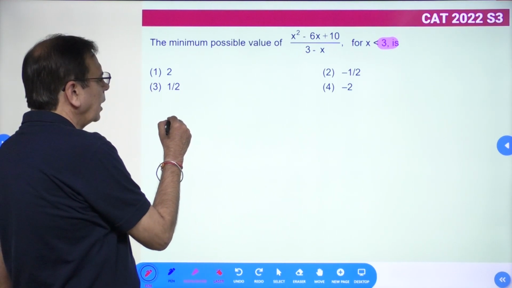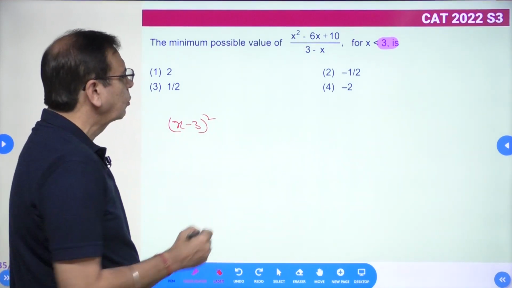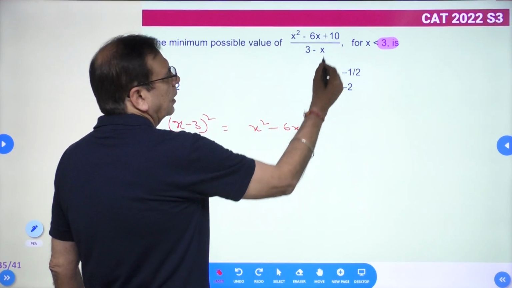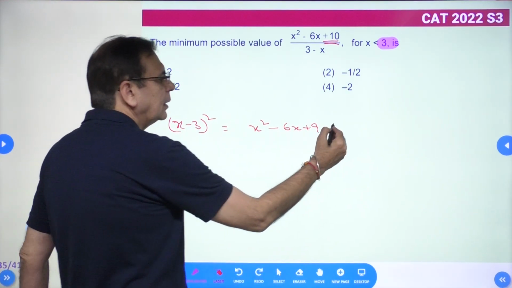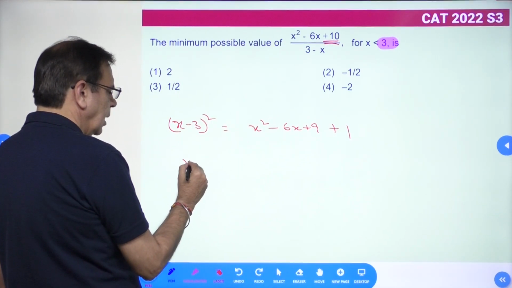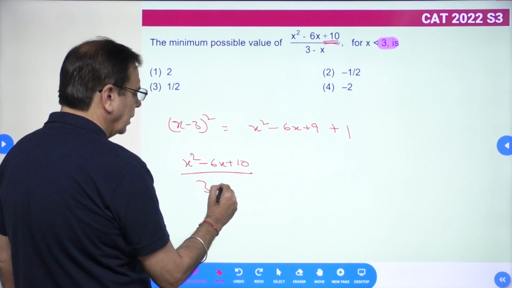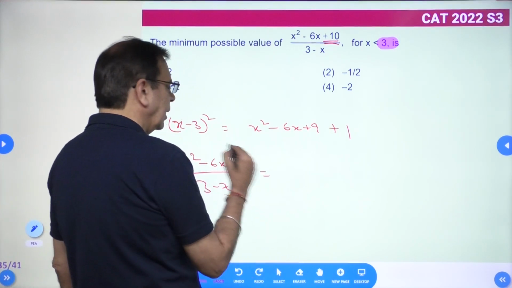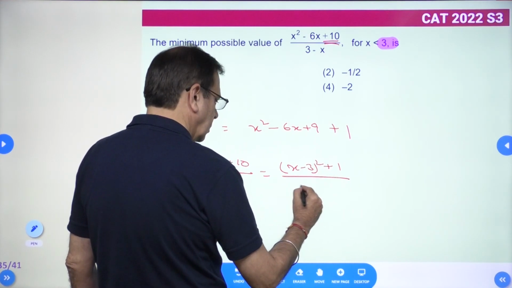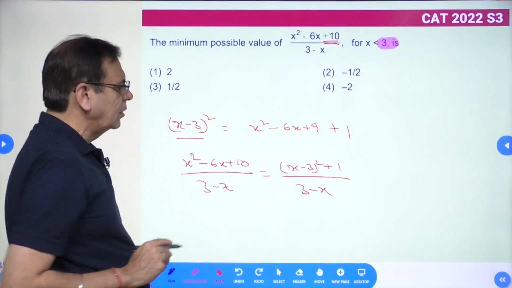Okay. So numerator को क्या करेंगे? We will write it as x minus 3 whole square. क्या आता है? What is x minus 3 whole square? This is nothing but x square minus 6x plus 9. But our numerator is 10. So what should I write it as? Plus 1. Okay. Or in other words, I can say this expression x square minus 6x plus 10 upon 3 minus x. क्या लिख सकते हैं इसको हम? We can write it as x minus 3 whole square plus 1. ठीक है ना? So all that I've done is rewritten this in this form.